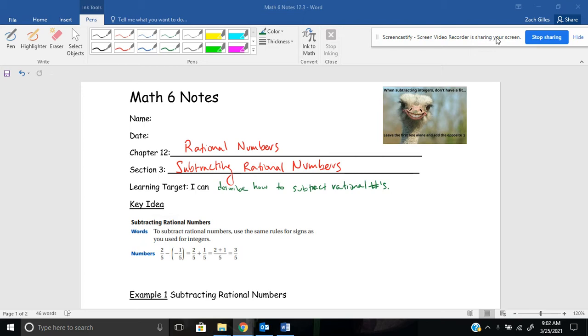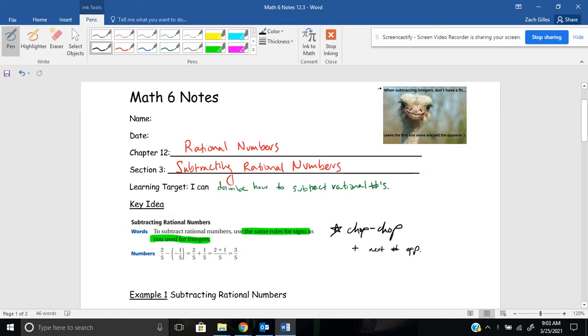For this section, we are going to follow the same rules for subtracting rational numbers as we did for integers. So if you remember those rules that we talked about, that was the chop method that I kind of call it for short, where we change the subtraction to addition and the next number to its opposite.